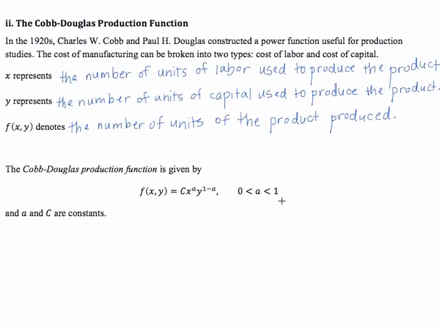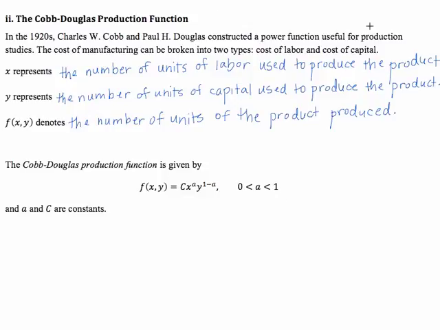One example that I'd like to look at is the Cobb-Douglas production function, because this has an application in the business world. In the 1920s, Charles W. Cobb and Paul H. Douglas constructed this function, and it's useful for production studies when you're trying to figure out how many units of input, such as units of labor and units of capital, are needed to produce a certain number of units of the product. You can use this to analyze the effect of a change in your labor and how that affects production, versus a change in your capital and how that affects production.